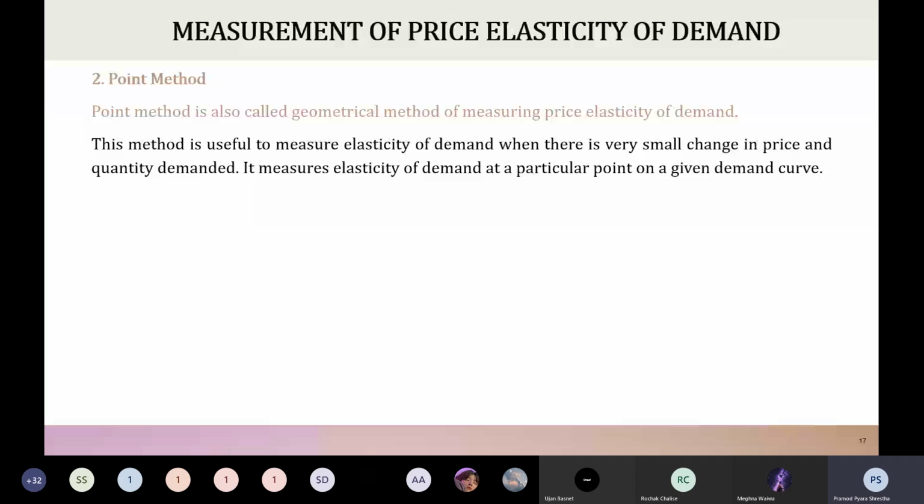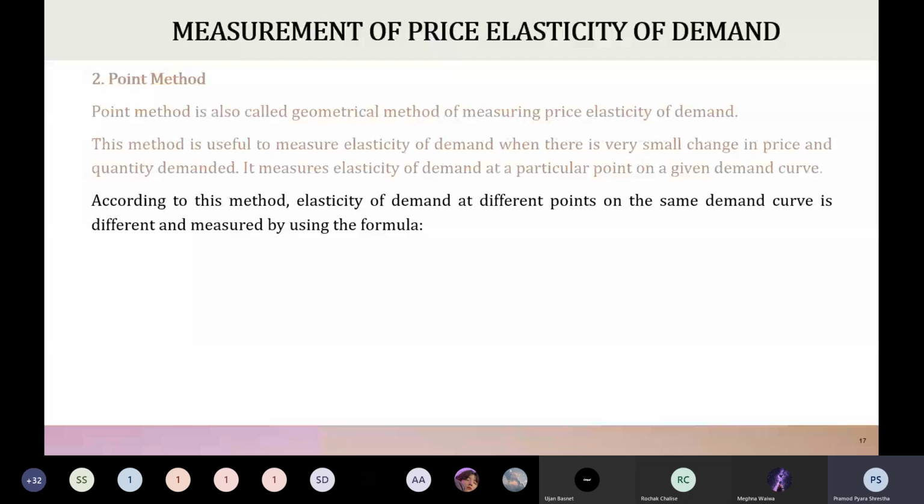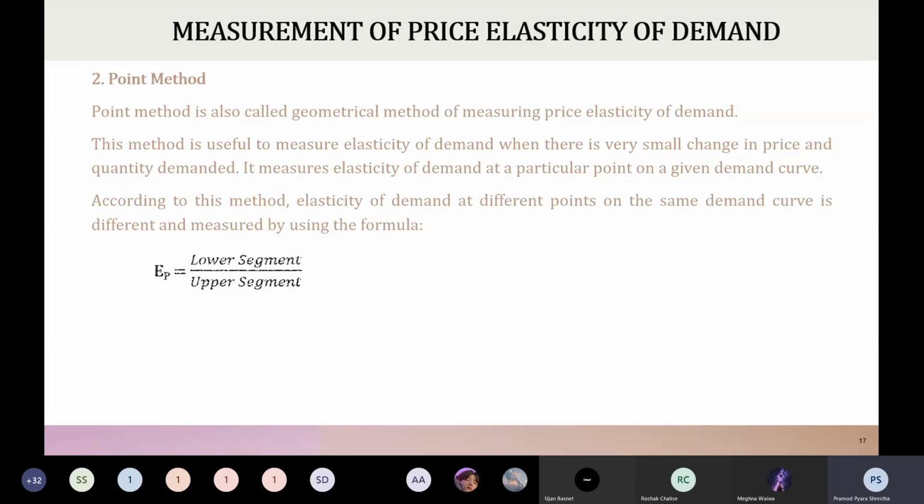Okay, so this method tells us that the formula to calculate elasticity of demand is EP equals the lower segment of the demand curve divided by the upper segment of the demand curve. So this is the formula to calculate price elasticity of demand under this method. So let's have a quick review.